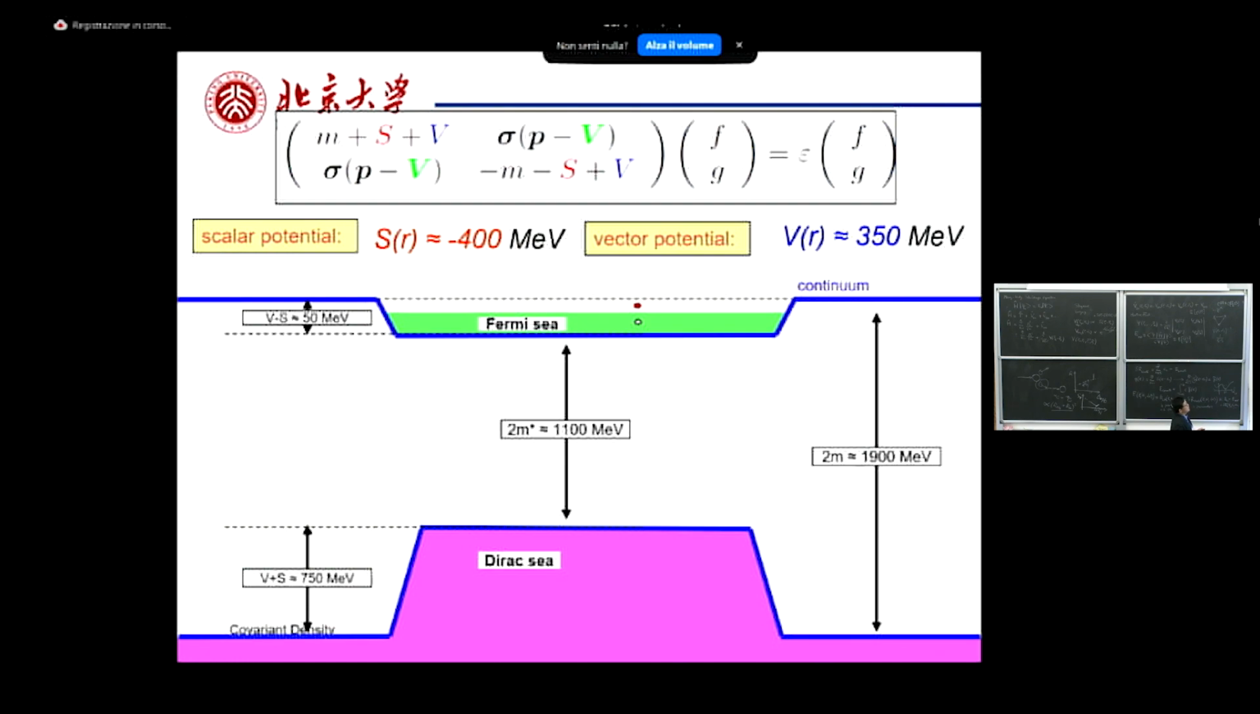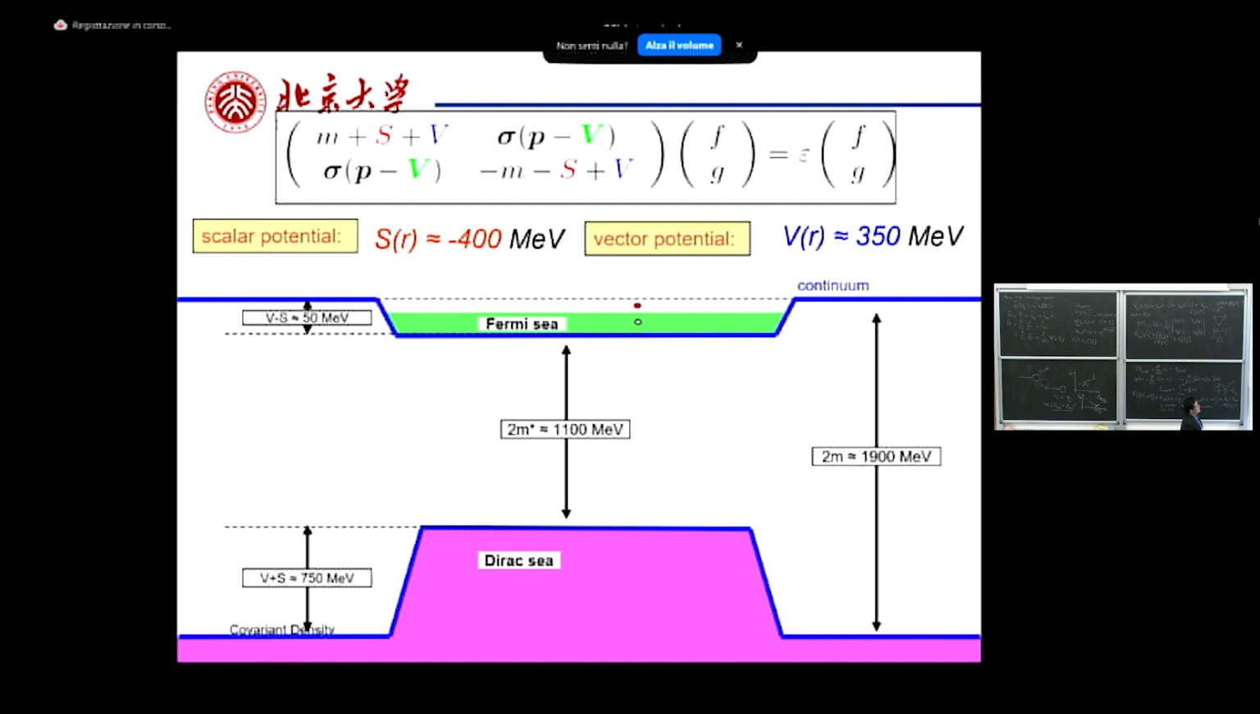To this Dirac equation. So this is the Dirac equation using the Pauli matrix. You will see we can write the wave function as upper components and lower components. And as usual, we already know that the scalar potential is about 400 MeV, and the vector potential is positive, about 300 MeV. And then for the Dirac wave function, for the upper part, you will see we have S plus V. This is, so to say, the Fermi sea part.